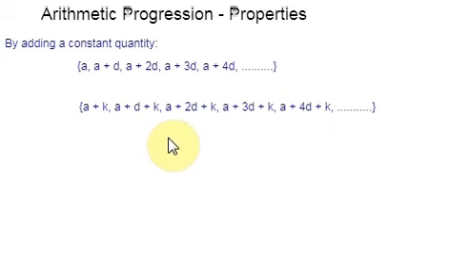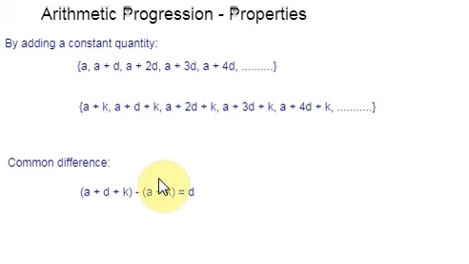The first term of this sequence is a plus k. And the common difference of this sequence would be just subtracting these two: a plus d plus k minus a plus k. So the common difference would be d. Am I right? Therefore, the terms of this sequence form an arithmetic progression. Hope you are clear with this concept now. So you can say that if a constant quantity is added to each term of an arithmetic progression, the resulting terms are also in arithmetic progression with the same common difference.